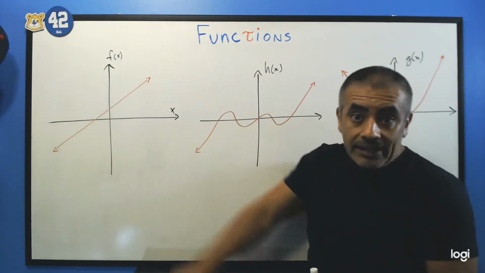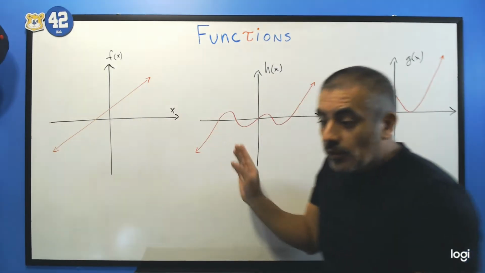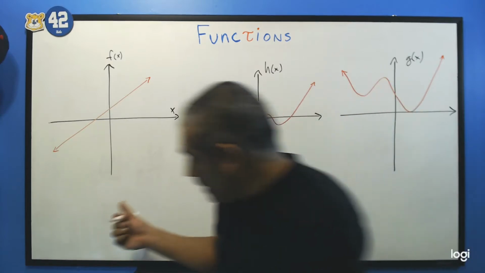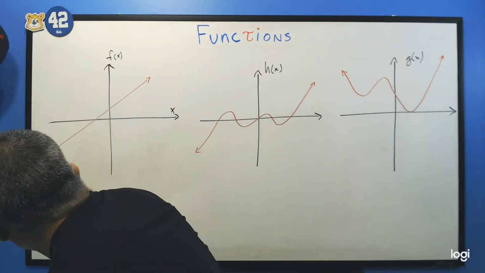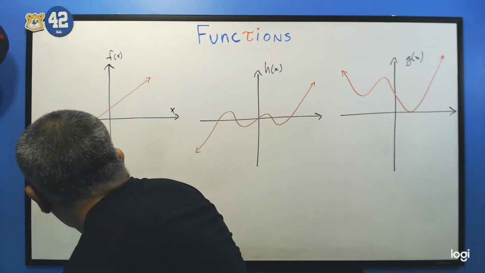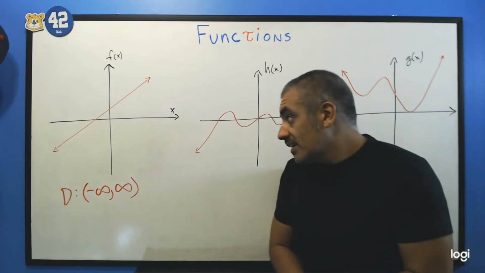And for the lines, remember, for any lines that keep going forever, the domain is going to be all real numbers or negative infinity to positive infinity. And we're going to write it like this. So that was easy. Now let's take a look at the range.